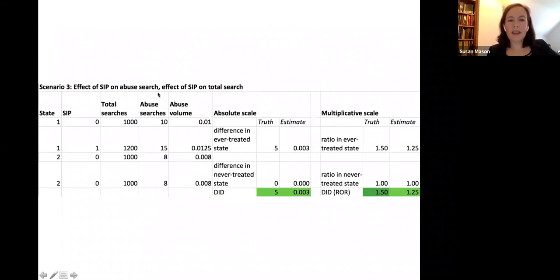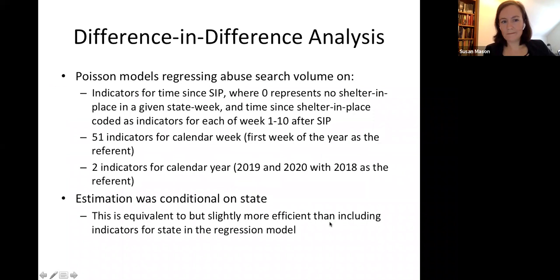However, if in fact it's SIP that affects the total searches, i.e. SIP states have an increase in total searches that goes from 1,000 to 1,200, and non-SIP states do not, so in other words, if that increase is just in the SIP states, caused by SIP itself, then our ratio measure also fails.